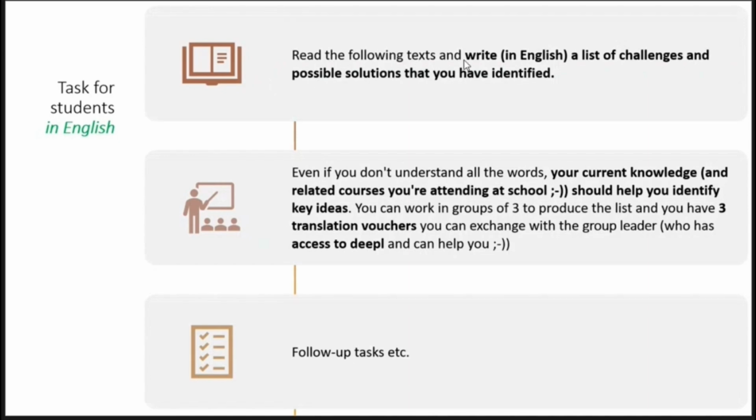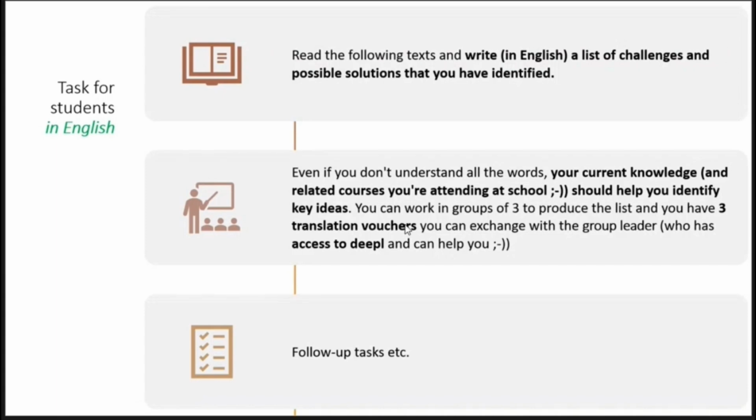So, for instance, they have to read the texts, which are in German and Dutch, and write in English this time a list of challenges and possible solutions that they have identified in the text. And it's important for the teacher to tell the pupils something like, even if you don't understand all the words, use your current knowledge and the related courses you're attending at school. So remember, it's an integrated approach, so it's the languages taught at school. All this should help you identify key ideas from the text, even if you don't understand everything.